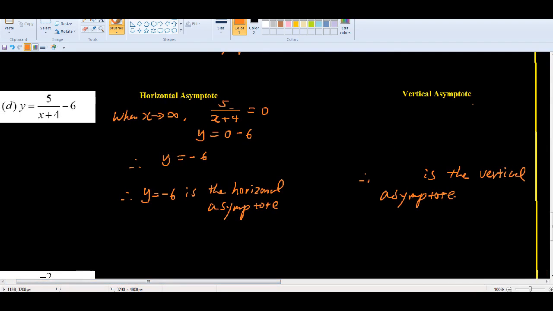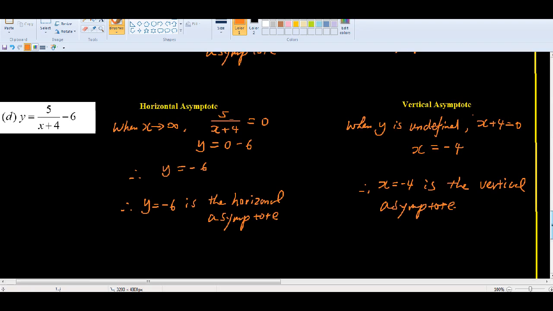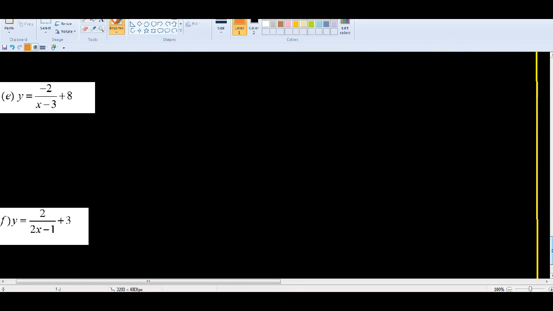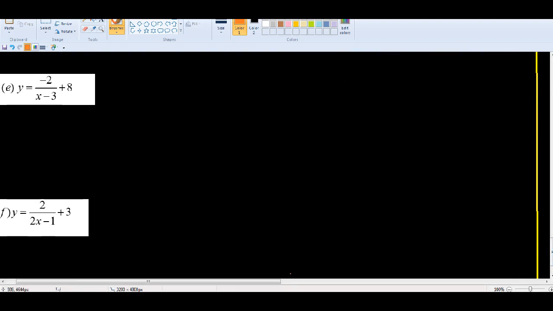How about the vertical asymptote? For the vertical asymptote, you have to make y undefined. When y is undefined, x plus 4 equals 0. So that means x should be minus 4. Therefore, x equals minus 4 is the vertical asymptote. All good? Okay, so here there are two. I will give you some time to try to do these by yourself, and we'll check the answer.